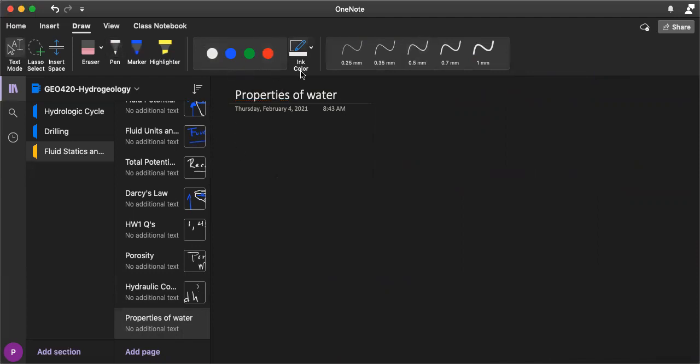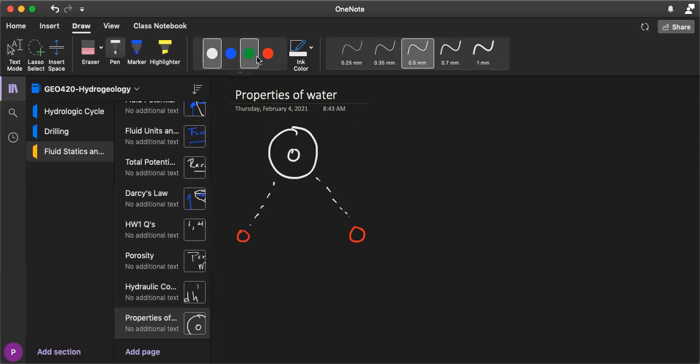Okay, what's the chemical formula for water? H2O. All right, so we got this oxygen up here, we got two little hydrogens, and they're connected by these bonds. So here's O and H.